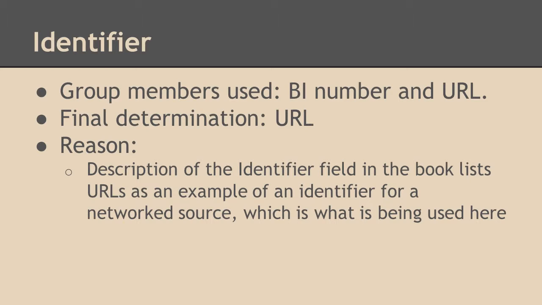The first field we discussed was that of identifier. Some of us had used the VI number and some of us had used the URL as the identifier. Our final determination was to use the URL because according to the definition in our book, it lists URLs as an example of an identifier for a network source, which is what is being used here.